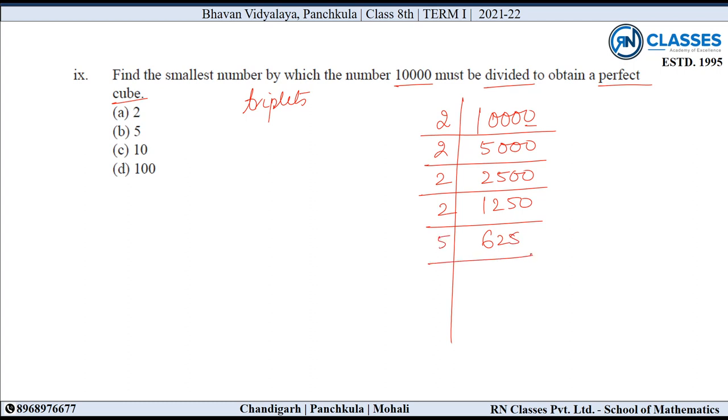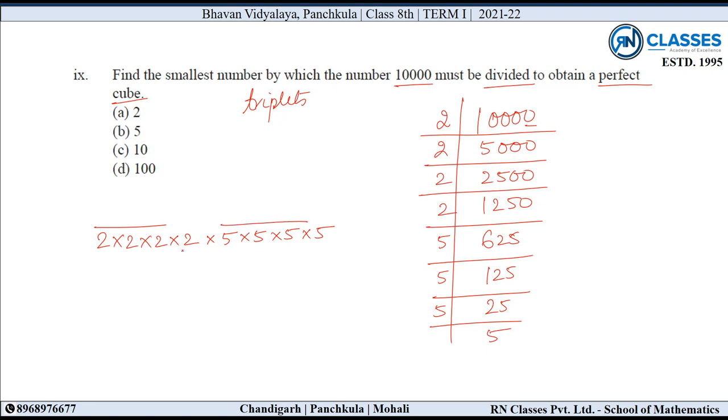Now 5. 125. Again divisible by 5. 25. Again divisible by 5. Means we get 5. Right. So what are my factors after prime factorization? 2 into 2 into 2 into 2, 2 came four times. And 5 came four times, 5 into 5 into 5 into 5. Make the triplets. First triplet done. Second triplet done. Now one 2 is left over and one 5 is left over.